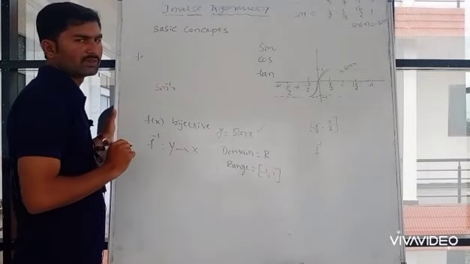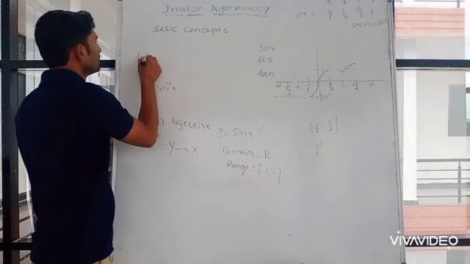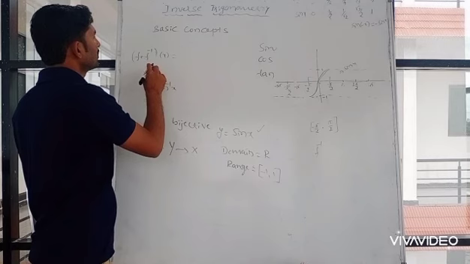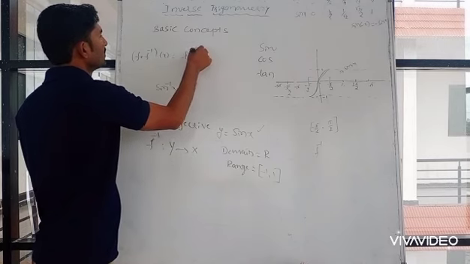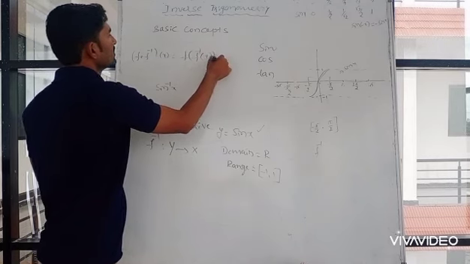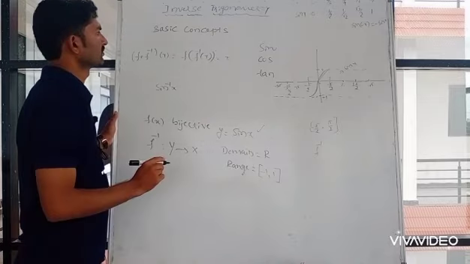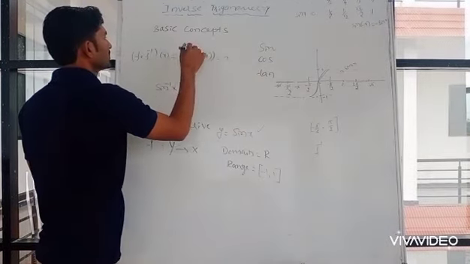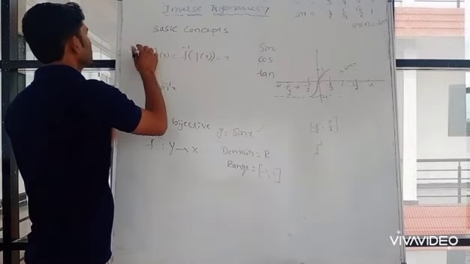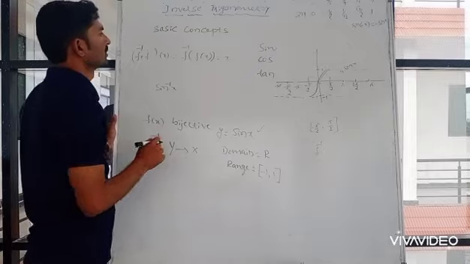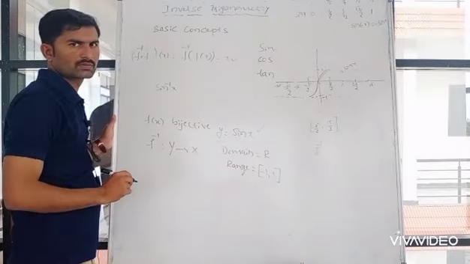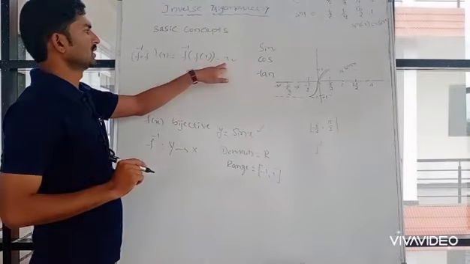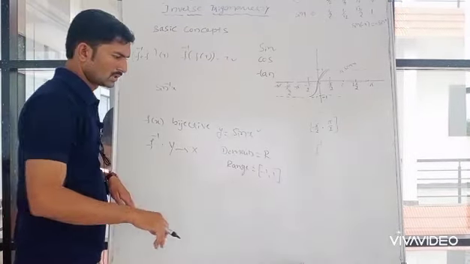Okay, so if the inverse exists, by composition of the functions, f composite f inverse of x is equal to f of f inverse of x is equal to x. Or else you can write f inverse of f of x, f inverse f, here we'll get x. Means these two are inverse functions. So at the end we'll get x.